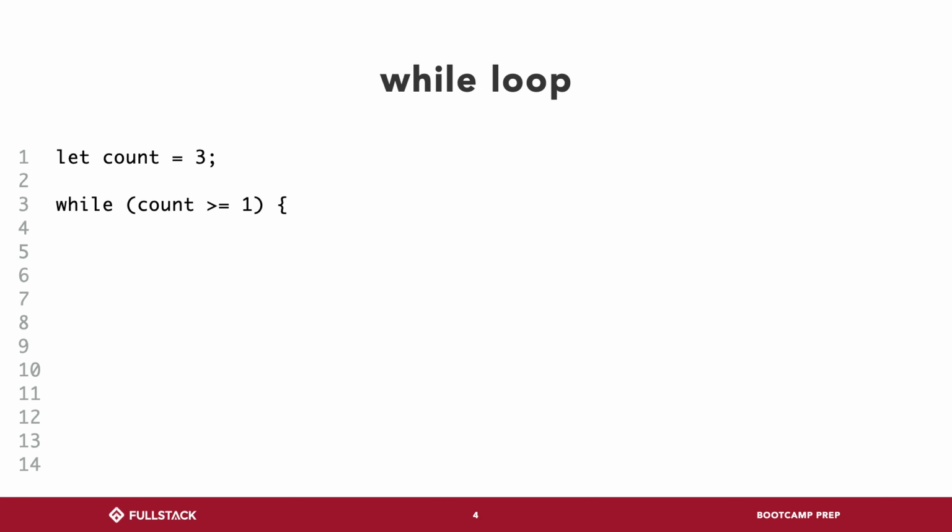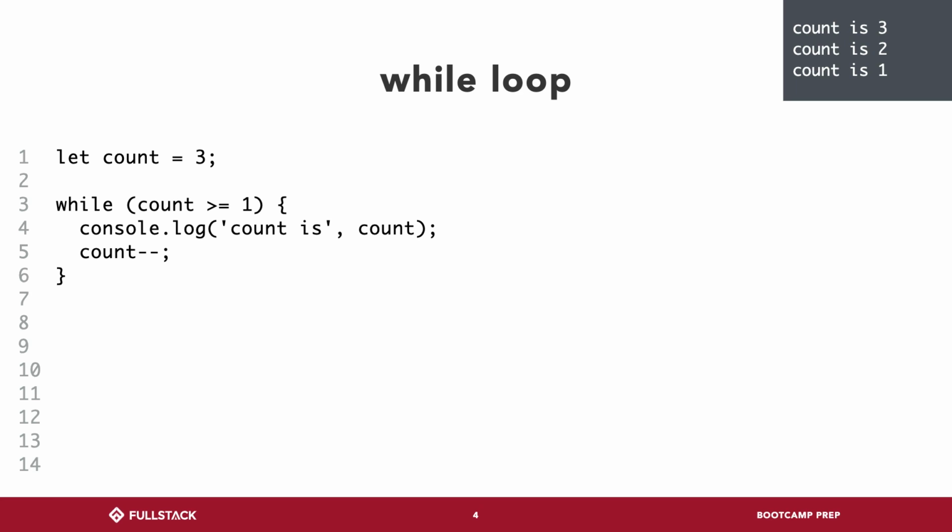So if I say let count equal to 3, while count is greater or equal to 1, console.log "count is" and then the count. Count minus minus, we get count is 3, count is 2, count is 1, and then nothing. Because we subtracted 1 from count, and then count happened to be 0, and then count is no longer greater or equal to 1 because 0 is not greater than 1, and it is not 1. Everybody understands this, right? This isn't too confusing.